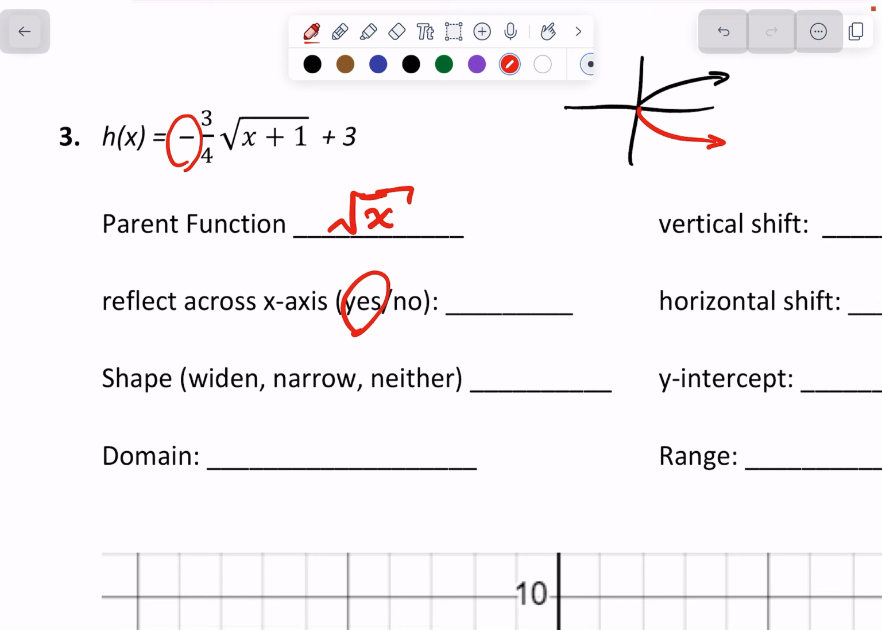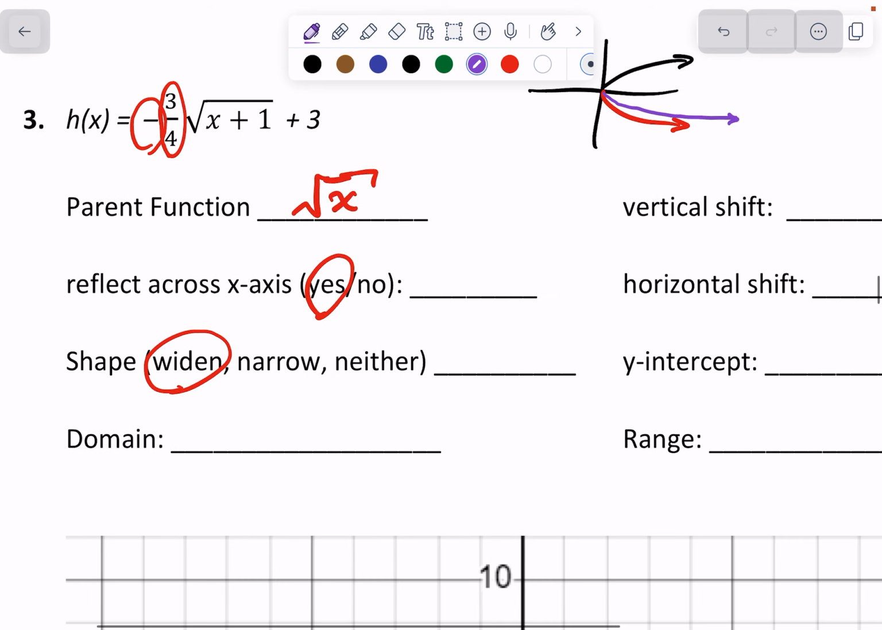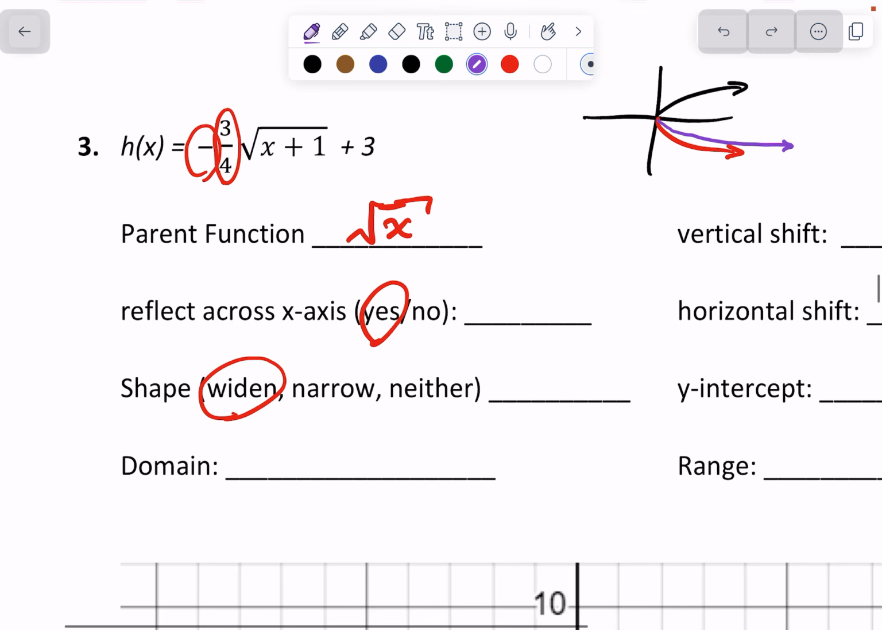Is it going to widen, narrow, or neither? So this 3/4 tells us we have a vertical compression going on. That's going to give a widening effect. So just as another transformation, it'll be upside down and it's going to stretch out kind of like that. Okay? Just trying to visualize this stuff here. That's why I draw all these pictures, so I can see kind of what the answer is supposed to be.